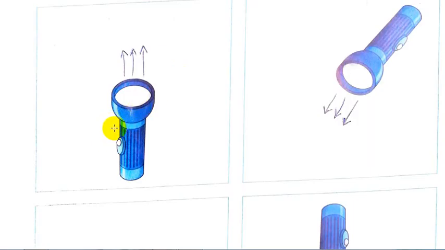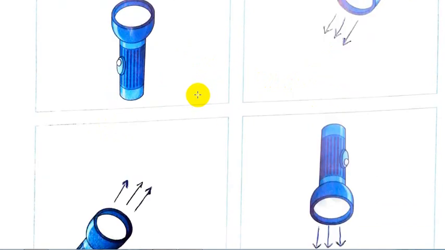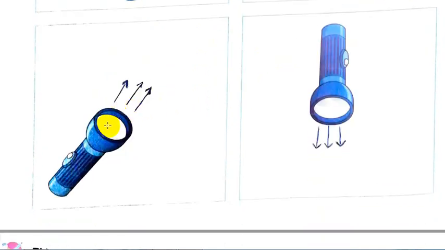In this flashlight position, what is the direction of light here? Right, in this direction. Number 2, in this position. Excellent, in this direction. And number 3, what is the direction of light here? Excellent, in this direction. And last one, what is the direction of light here? Right, in this direction.